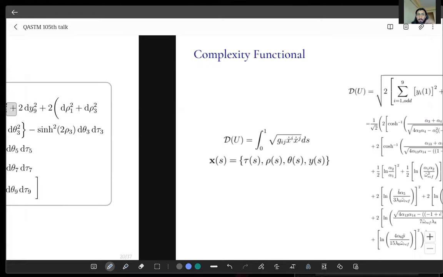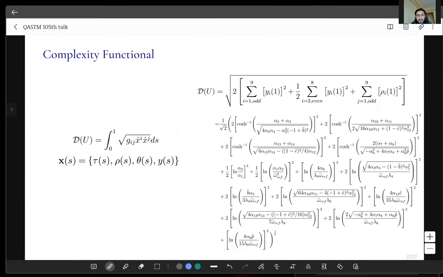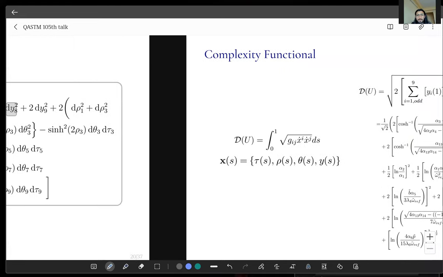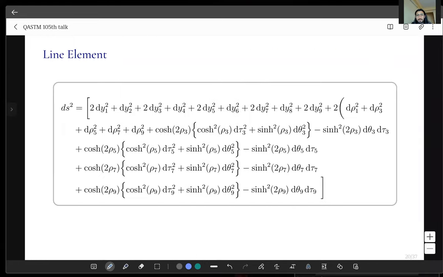Now, given the boundary condition. Just wait, I want to see the line element again. Okay.